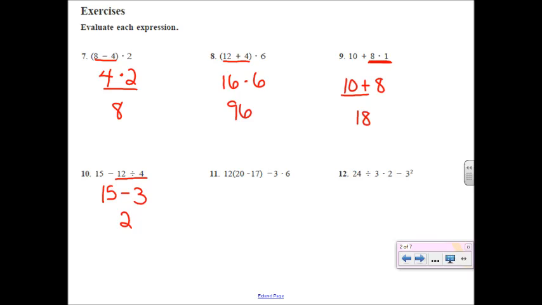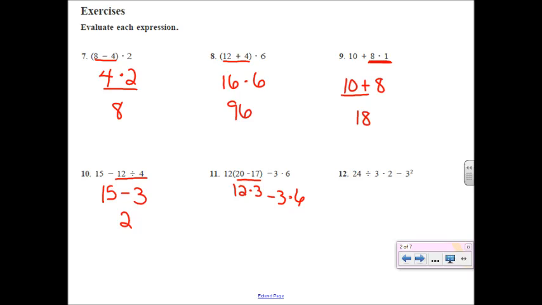In number 11, I have parentheses, so I do what's in them first. 20 minus 17 is 3. Everything else stays the same. And I can write this as 12 parentheses 3 to mean 12 times 3, or once I've finished doing the parentheses, I can just write it as 12 times 3.